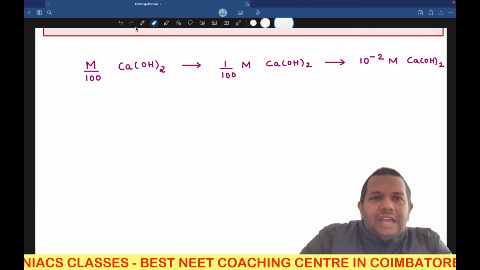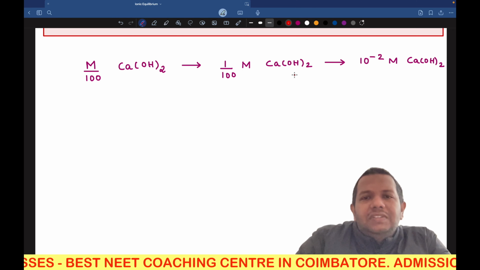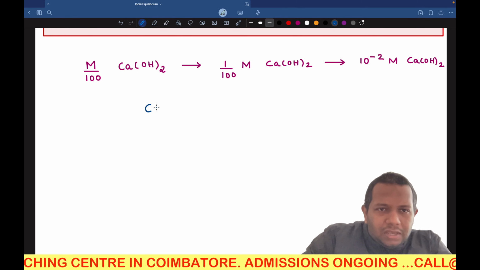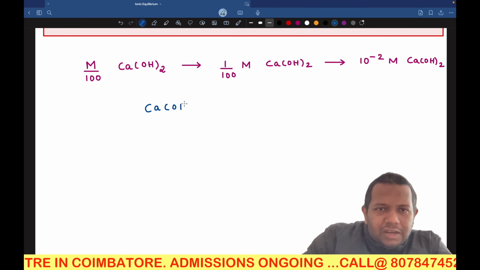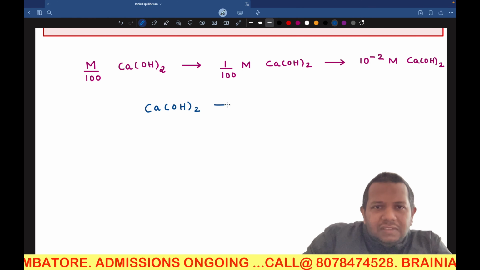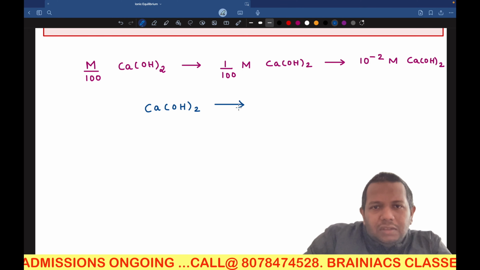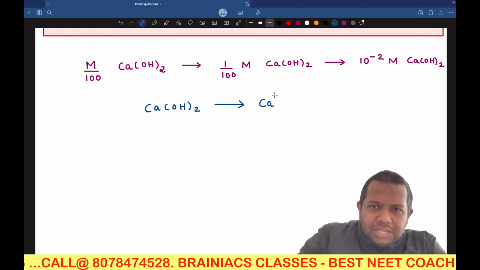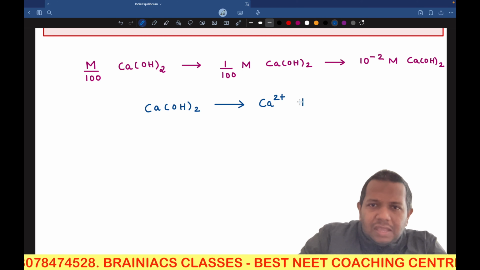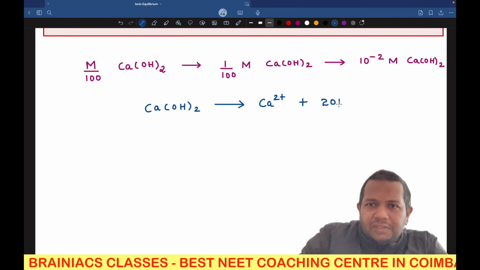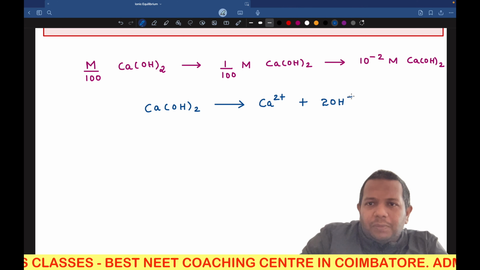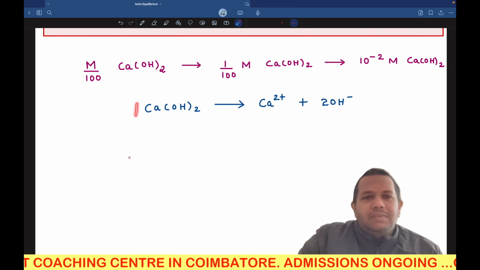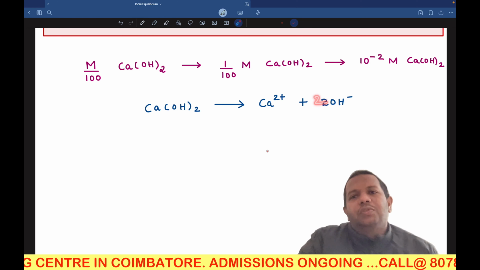Yeah, so before doing that, let's see how this is undergoing ionization. That is also very important part of this question. Okay, so we have calcium hydroxide. So when this is in an aqueous solution, this will undergo complete ionization. That means it will change into calcium 2 plus and 2OH minus. This is a very important point. Why? Because, listen students, here 1 mole of calcium hydroxide can give rise to 2 moles of OH minus.